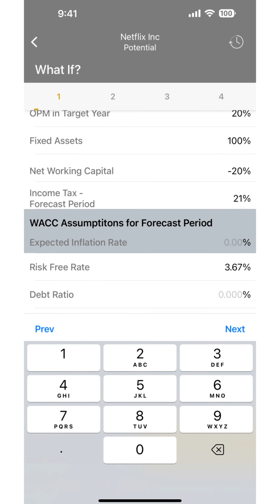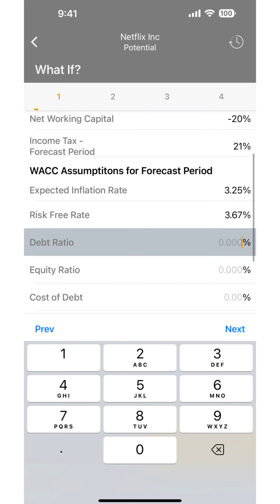The weighted average cost of capital assumptions during forecast period. We have assumed expected inflation rate to be 3.25% during the forecast period. The expected inflation rate should be less than the risk-free rate. There is an alert if this exceeds the risk-free rate. The user may wish to proceed despite this alert. The 10-year Treasury bond yield is pre-filled and is 3.67% as on the date of this exercise and is assumed as risk-free rate.